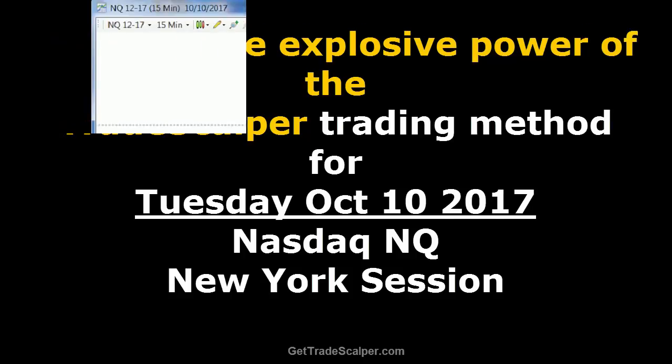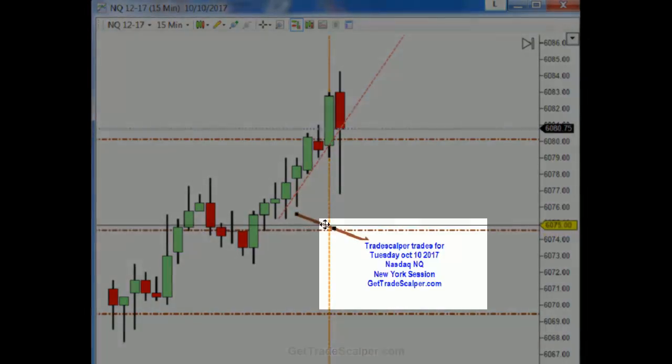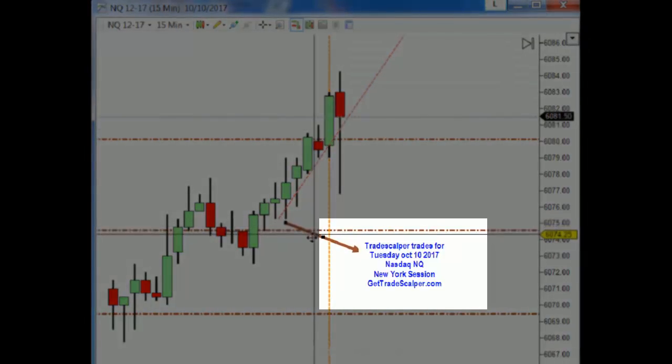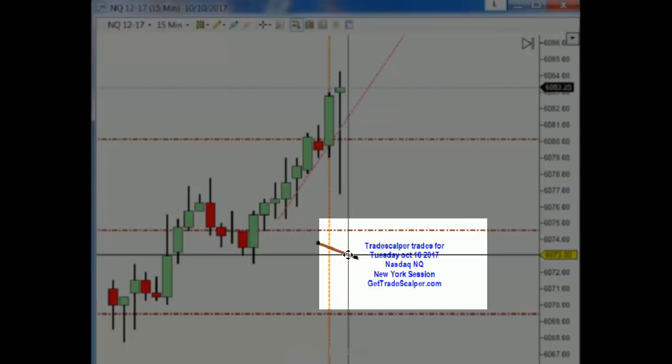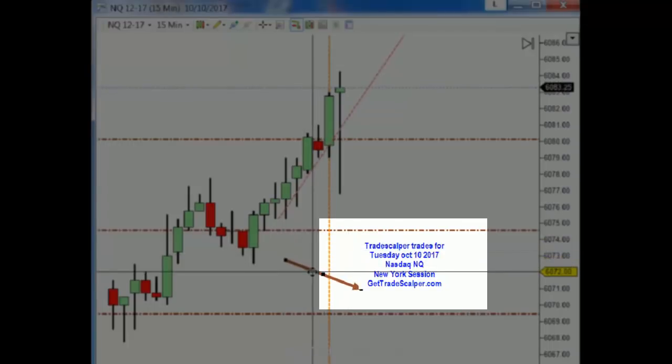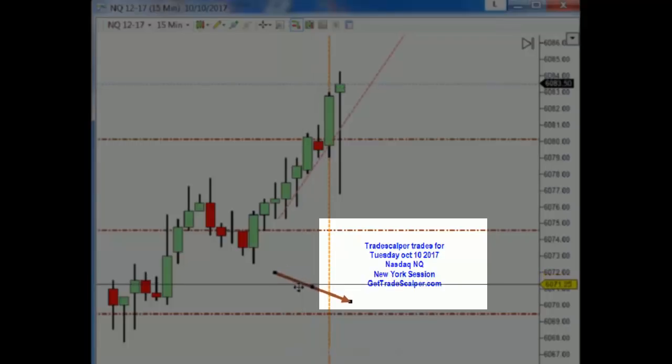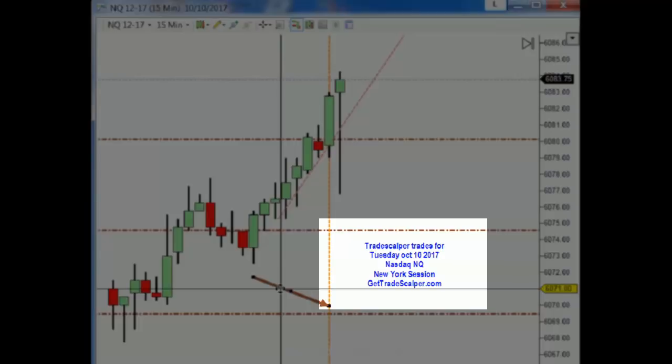This is going to be Tradescalper trades demos. This is for Tuesday, October the 10th, 2017. The market is Nasdaq NQ. Session is New York, and this is brought to you by the folks at GetTradescalper.com.